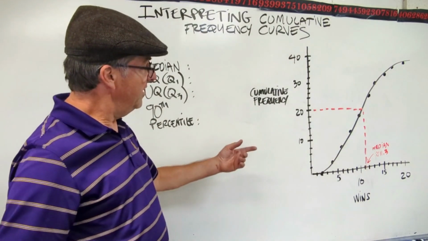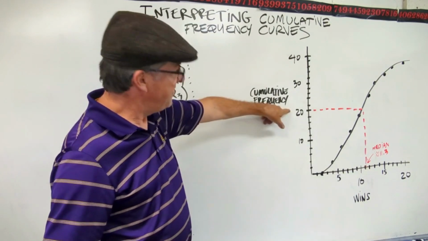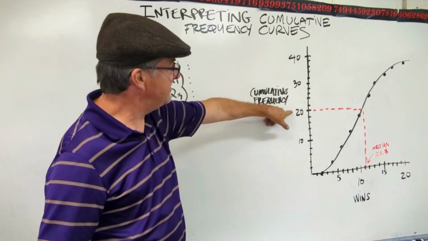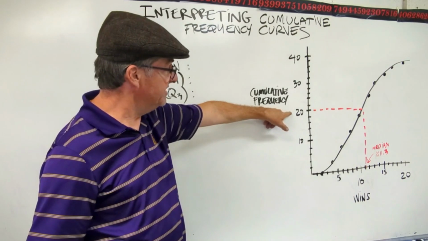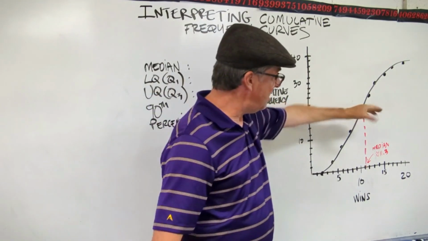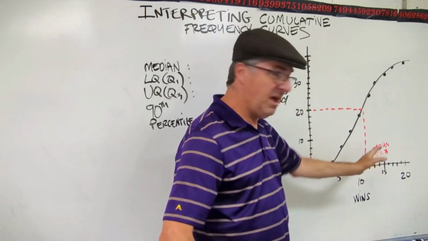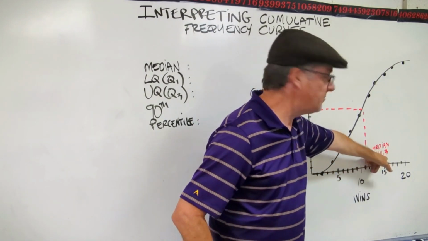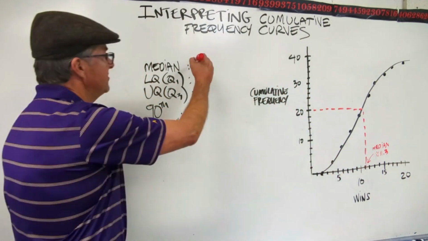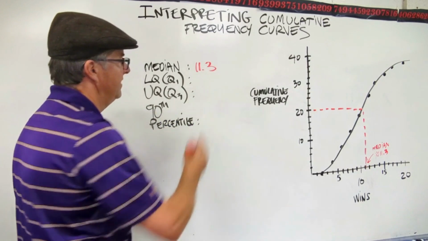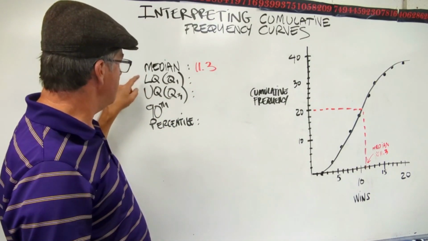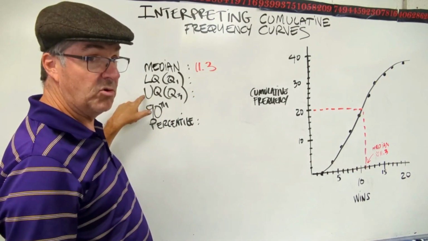All right, so my median is going to occur at the halfway point. So that's at 20 in my frequencies. And I just shoot that straight across and I come on down. And on my graph, I get about 11.3 for my median. So we can go ahead and put that there. Now go ahead and do the quartiles. Do the lower quartile and the upper quartile.